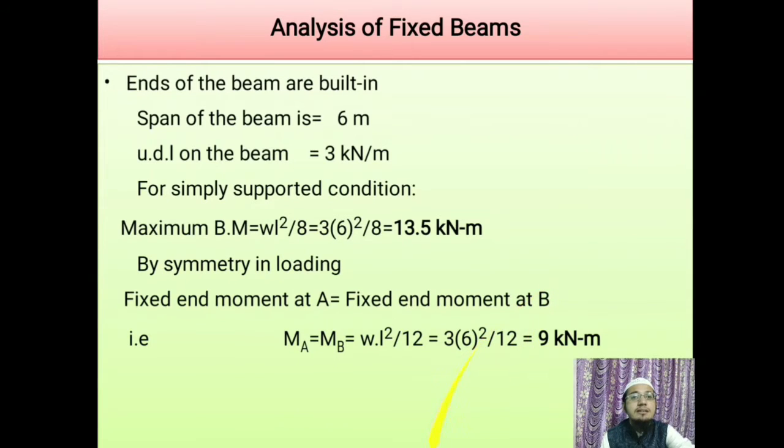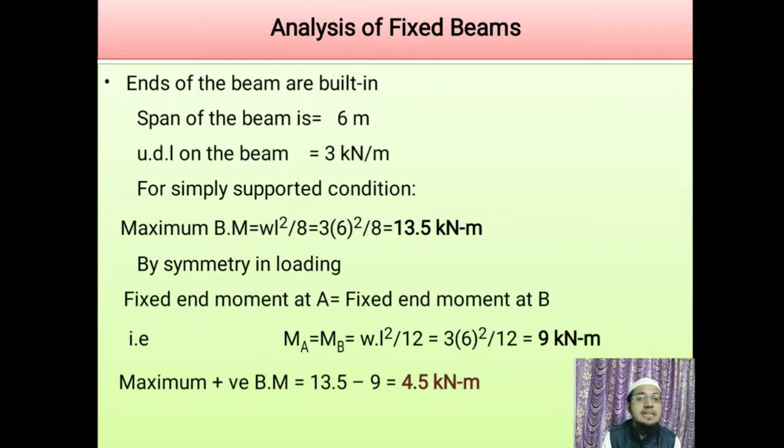Now next, let's find maximum positive bending moment. How to find? Yes, we have discussed. Net maximum positive moment will be obtained by subtracting the hogging moment from the sagging moment. So the central point has sagging moment of 13.5 kilonewton meter, minus 9 will give 4.5 kilonewton meter, which is positive. Hence we can say it is the maximum positive net bending moment over the fixed beam, which is at the midpoint, of magnitude 4.5 kilonewton meter.